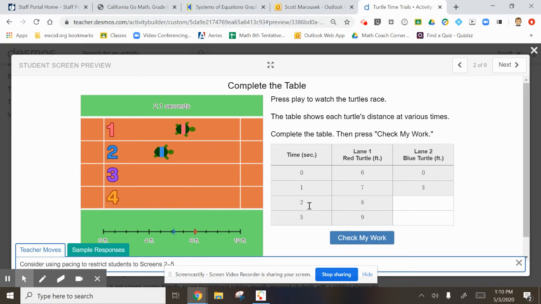So at 2 seconds, though, I wanted to stop it and see where was my blue turtle at how many feet, and where is my red turtle at how many feet. All right, I'm going to stop it at 3 seconds. Where is my blue and red turtle at? Okay. So kind of take your time looking at that and fill in the rest of this table. That's your part, and you can check your work.